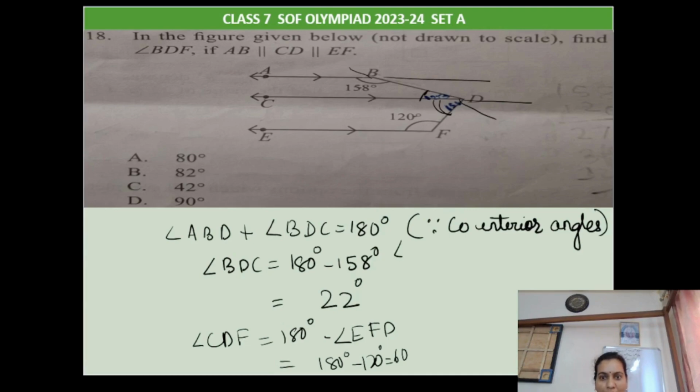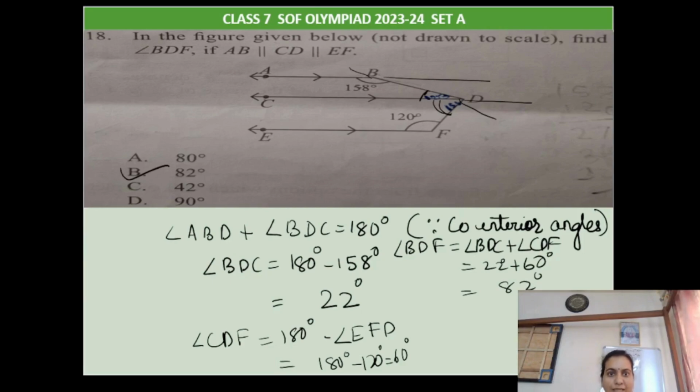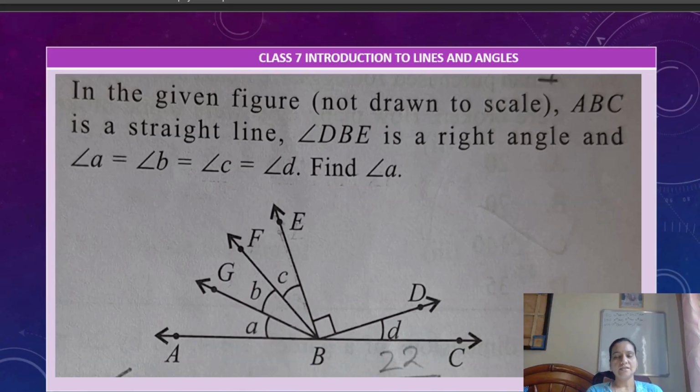So the angle that is formed, angle BDF, that is actually what? The sum of angle BDC plus angle CDF. So that will be equal to 22 plus 60 degrees. So 22 plus 60 degrees will be equal to 82 degrees. So option B is the correct answer for question number 18. So let's do this first question.